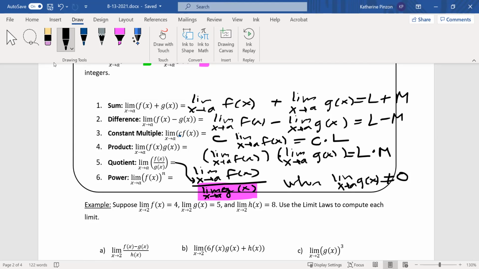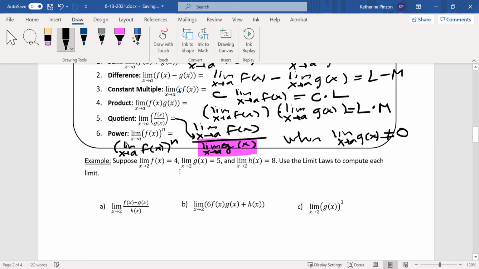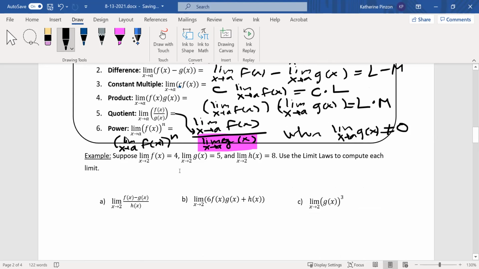Okay, the last one is power, and you can just put the limit inside the power. Limit as x approaches a f of x to the n. I'm going to need to space that out better next time. The last one, you just put the limit inside the exponent. You see the exponent was just on the function, and then we just now put it on the limit.